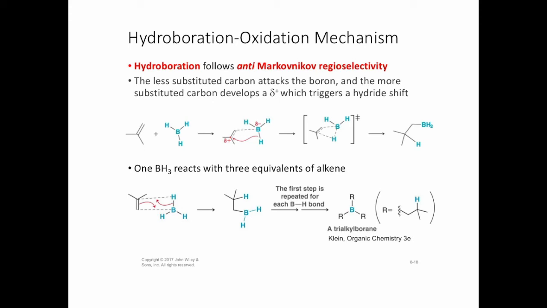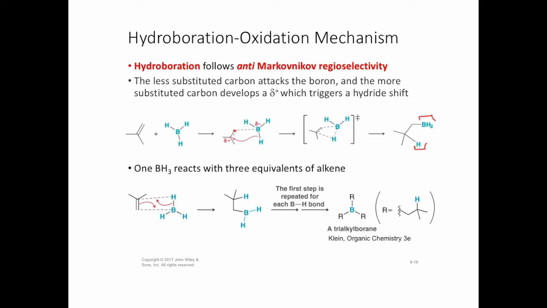The small, tiny H atom can more easily fit and bond at the carbon that's more substituted, and the much larger boron atom would prefer to be attached and approaching this carbon where there's a greater ease of accessibility. So then you get to this intermediate where you have a hydrogen on the carbon that was more substituted and a BH2 group on the other carbon.